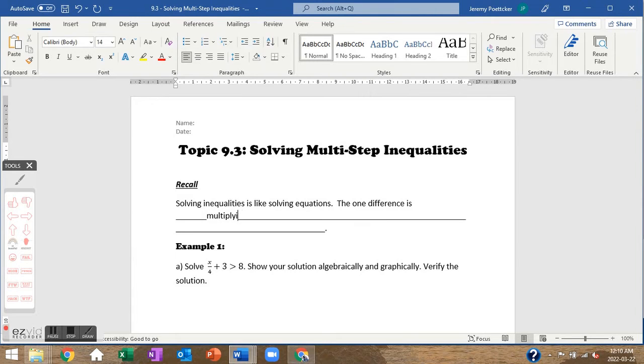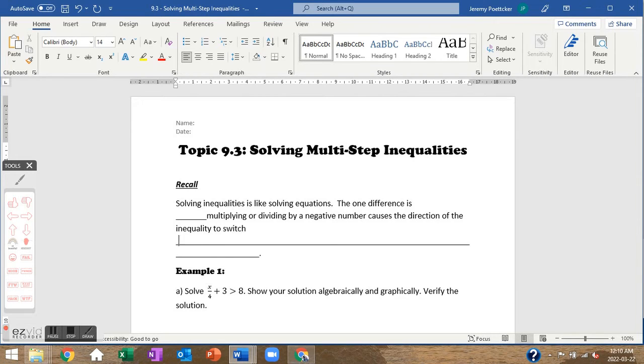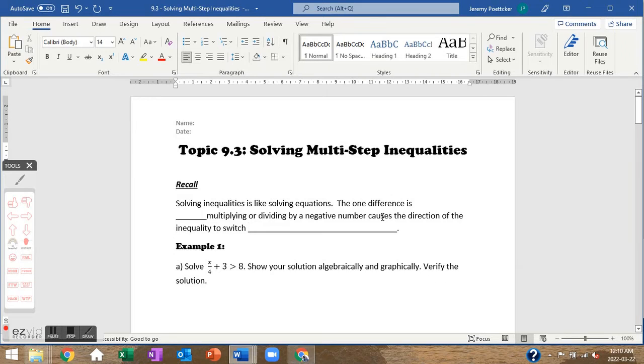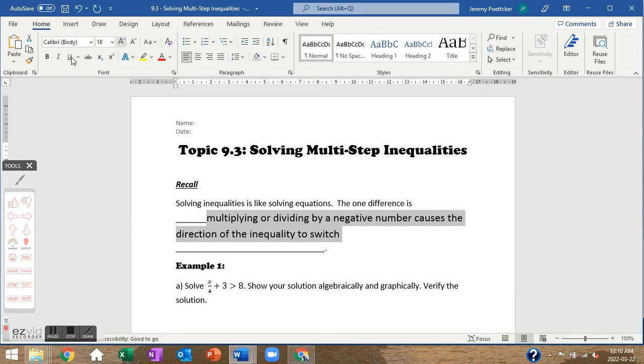Multiplying or dividing by a negative number causes the direction of the inequality to switch. Right? So if it was greater than, and I divide by a negative, it flips over to less than. But yeah, that direction will switch. All right, that's the big difference.